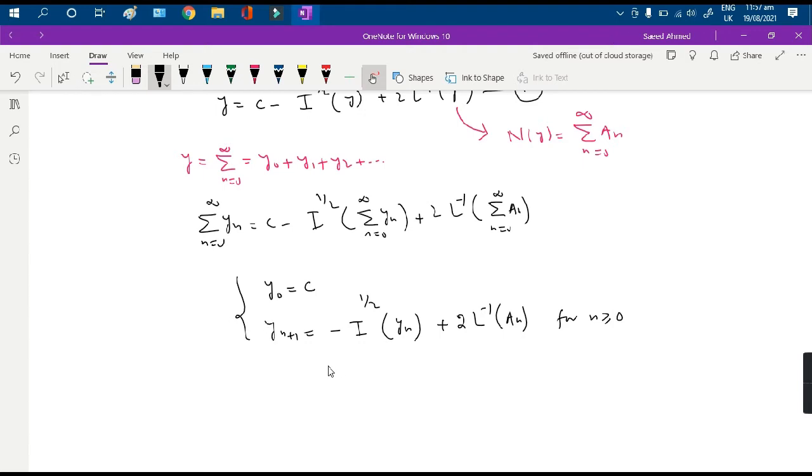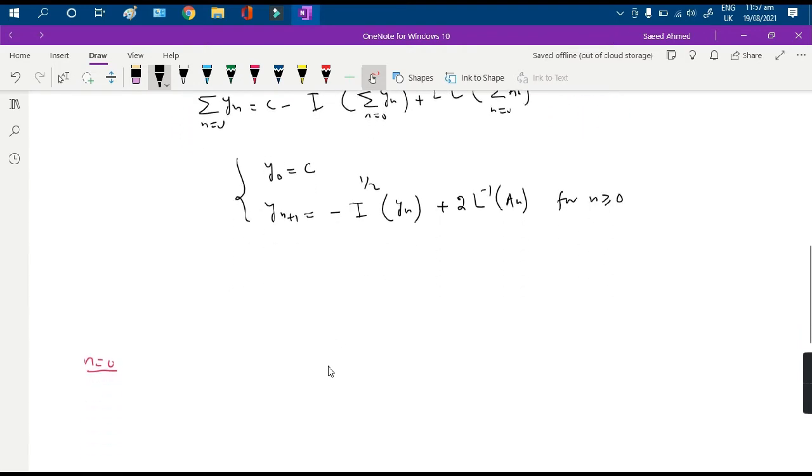We'll use this recurrence relation to retrieve the components of y, which are y0, y1 and so on. y0 is already given as c, so we need to find the other components. And remember, the A_n are the Adomian polynomials. L inverse is the integral operator with respect to t, and this is the Riemann-Liouville operator of order 1/2.